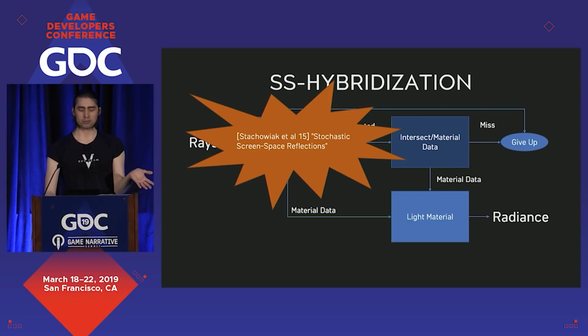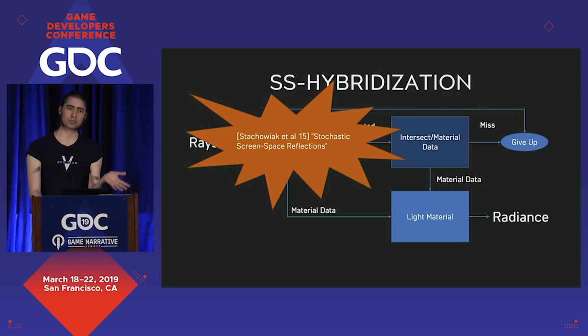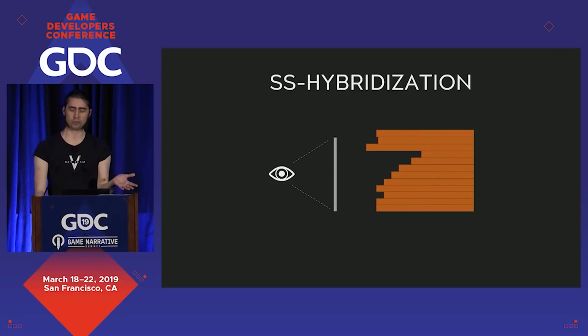OK, so if you want to implement this hierarchical screen space trace, I'll refer you back to Stachowiak et al. 2015, since it is beyond the scope of this talk in our time. One change we had to do is we have to decide when to reject rays, which is not that important if you just do screen space reflections.